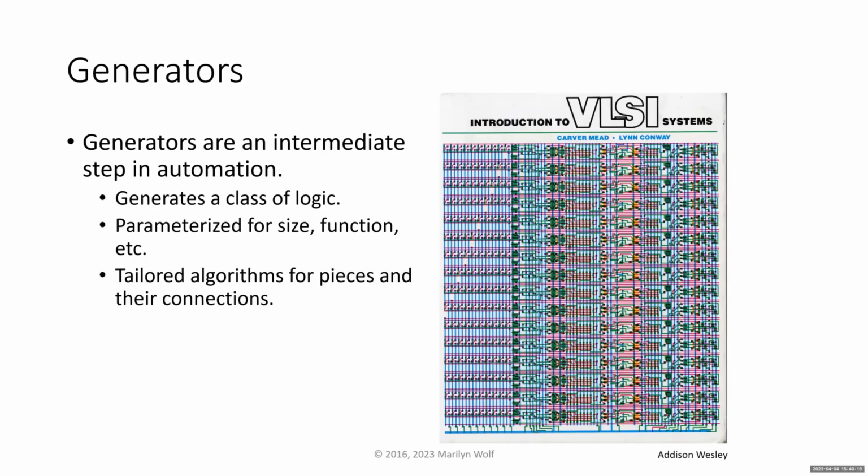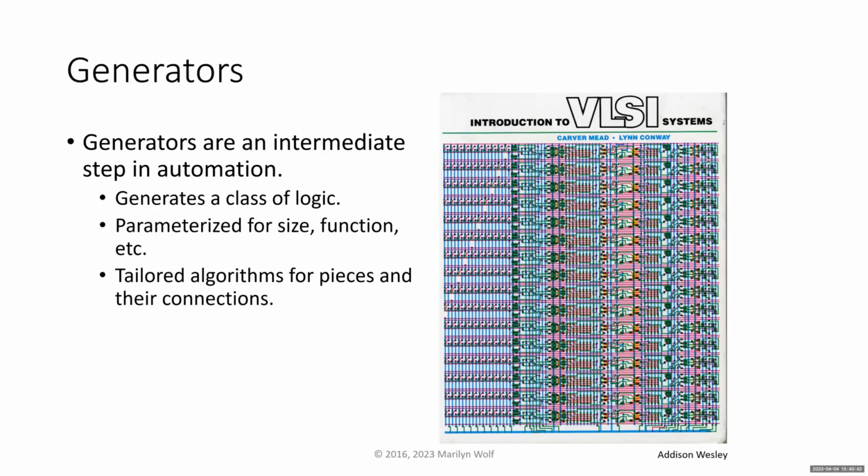And it used a collection of algorithms that were tailored for different parts of that data path. Okay, so the adder, for instance, used one set of algorithms. The function generators use a different one. The shifter used a different one.